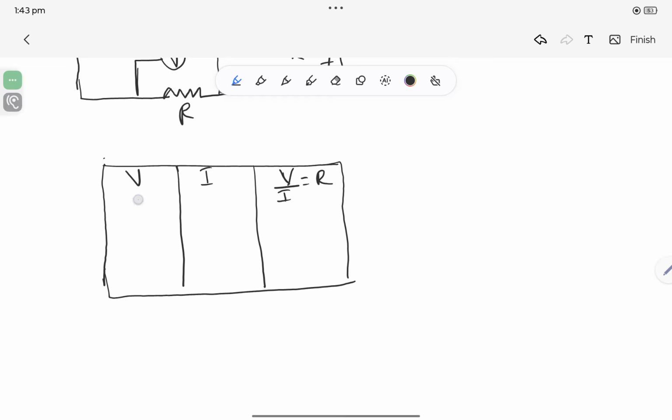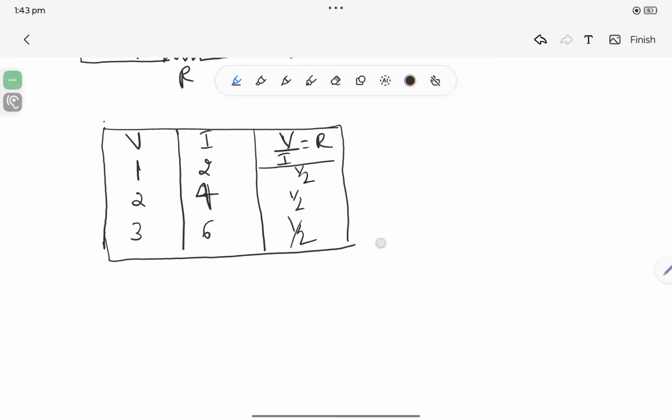If voltage is 1 volt, current is 2 ampere. If voltage is 2 volt, current is 4 ampere. If the voltage is 3 volt, current is 6 ampere. The ratio is constant. All are 1 by 2, 1 by 2, 1 by 2. We simplify, we will get 1 by 2. Let us draw the graph.